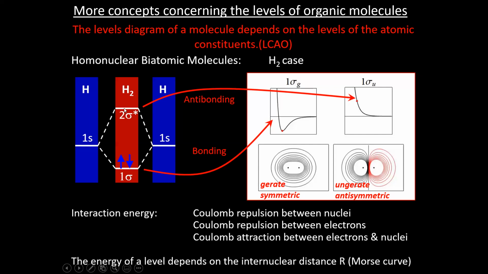If you watch the excited state, how do you get this orbital? You combine the 1s orbitals with a minus sign, okay? That means that the wave function on this side is positive, the wave function on this side is negative, and there is a plane where the wave function is 0. So you have 0 probability to find the electron here.